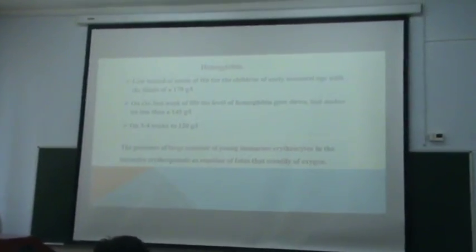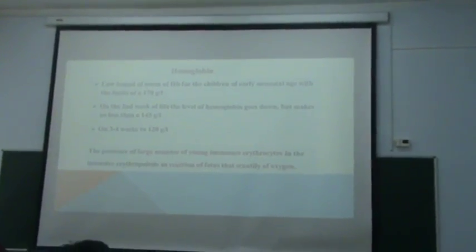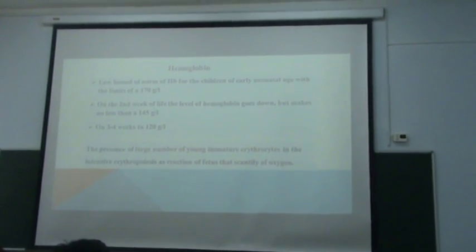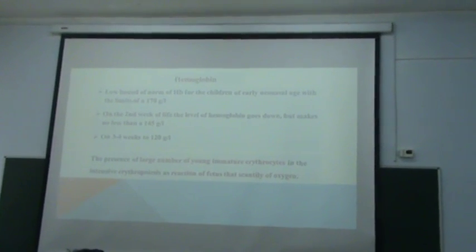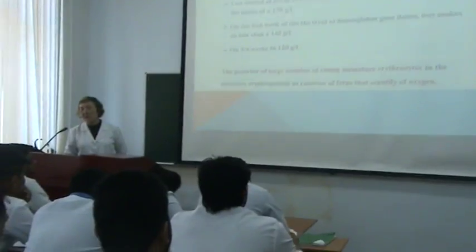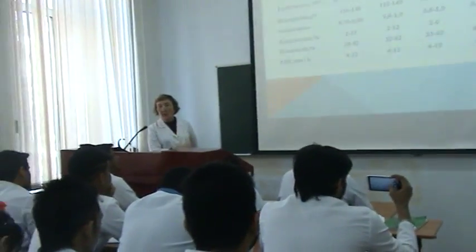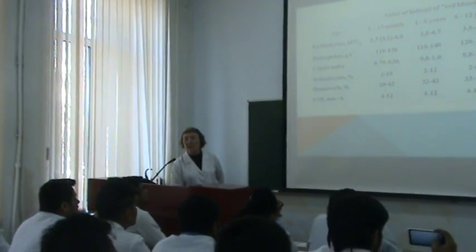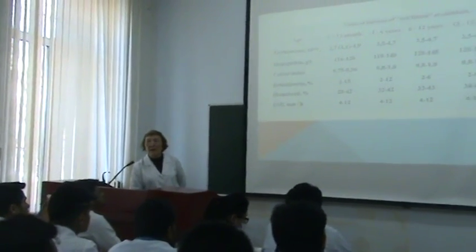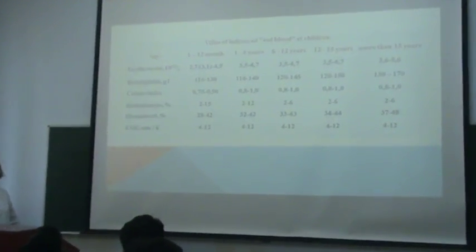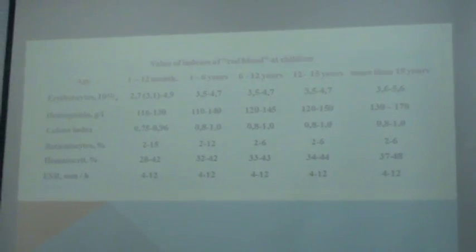The presence of a large number of young immature erythrocytes reflects intensive erythropoiesis as a reaction to reduced oxygen entry in the fetus. Please look at the table with the normal values of erythrocytes and other elements of red blood after the first year and compare with my task.